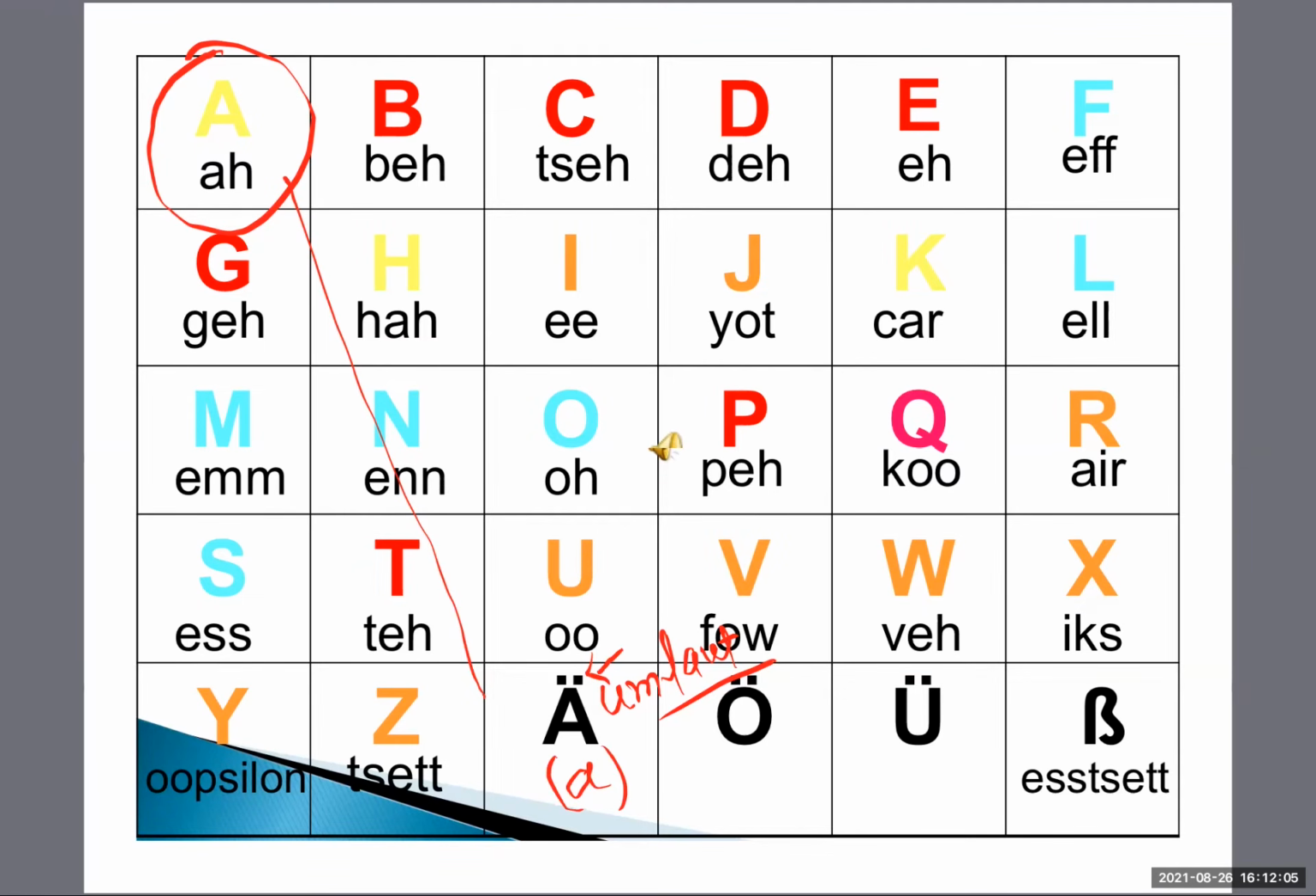O with umlaut is Yo. U with umlaut is U. Can you repeat it? A, O, and U. Very good. And the last one, it means double S. We can write double S as well as this one, both we can write. Sound is sir.